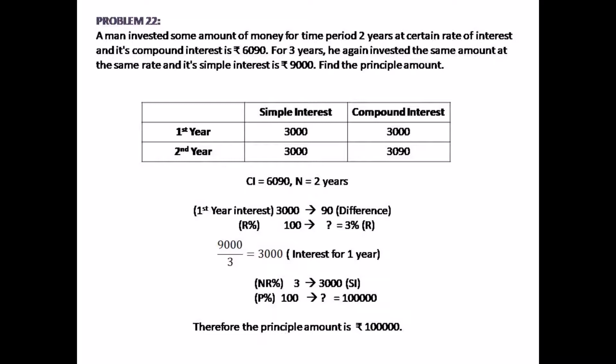For first year, CI and SI is 3,000. CI for second year is 3,090. If 3,000 gives 90, then 100 gives 3%. 9,000 by 3 gives 3,000. Now we have to find the principal amount. That is, if 3 gives 3,000, then 100 gives 1 lakh. Therefore, the principal amount is rupees 1 lakh.